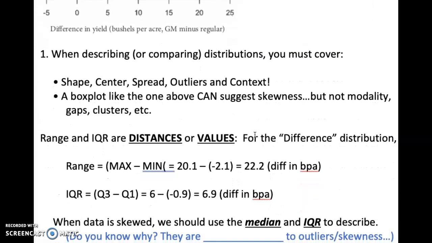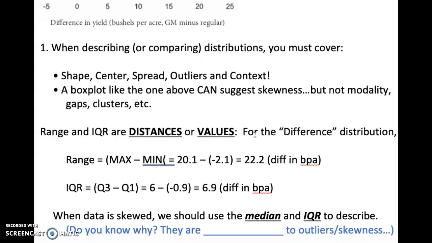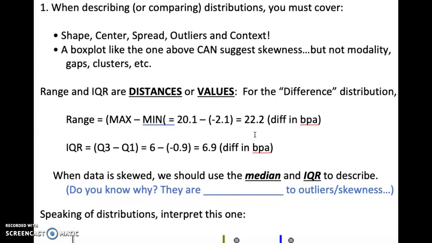Also, I've noticed that some of you are stating that range is between 2 numbers, and that's really not true. A range is a distance. An IQR is a distance. There should be a single number attributed to the range, in this case 22.2, or for the IQR, which is 6.9. Ranges and IQRs are distances. They are numbers. They are not a range between 2 things.